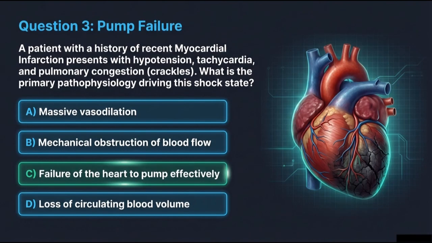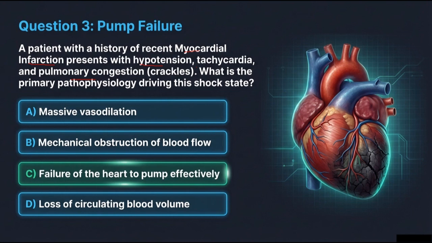Next question: a patient with a history of recent myocardial infarction, right? The patient presents with hypotension, tachycardia and pulmonary congestion. Crackles are present. What is the primary pathophysiology driving this shock state? So the patient's symptoms are hypotension, tachycardia, and pulmonary congestion after MI. So what primary pathophysiology drives the shock state in this case of myocardial infarction?